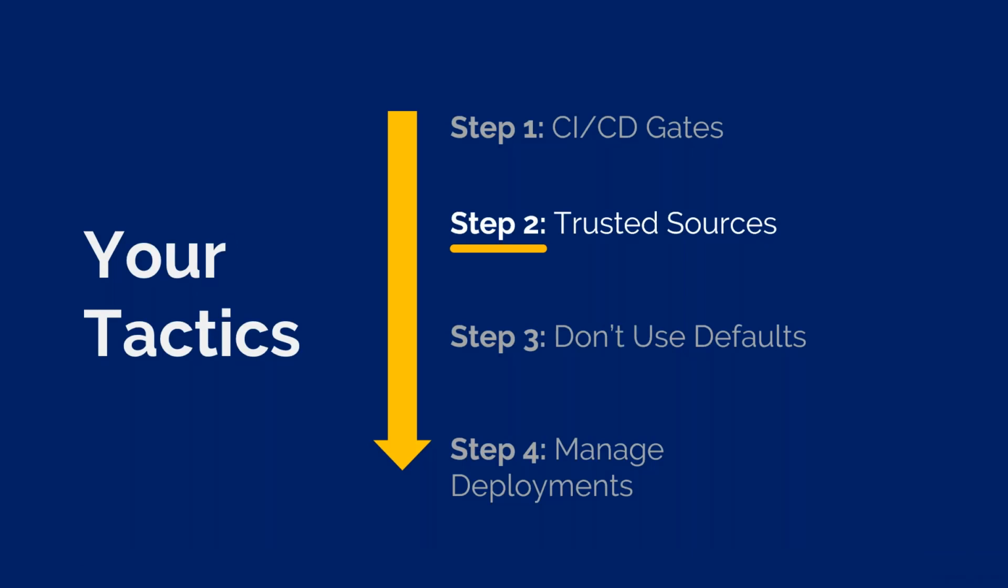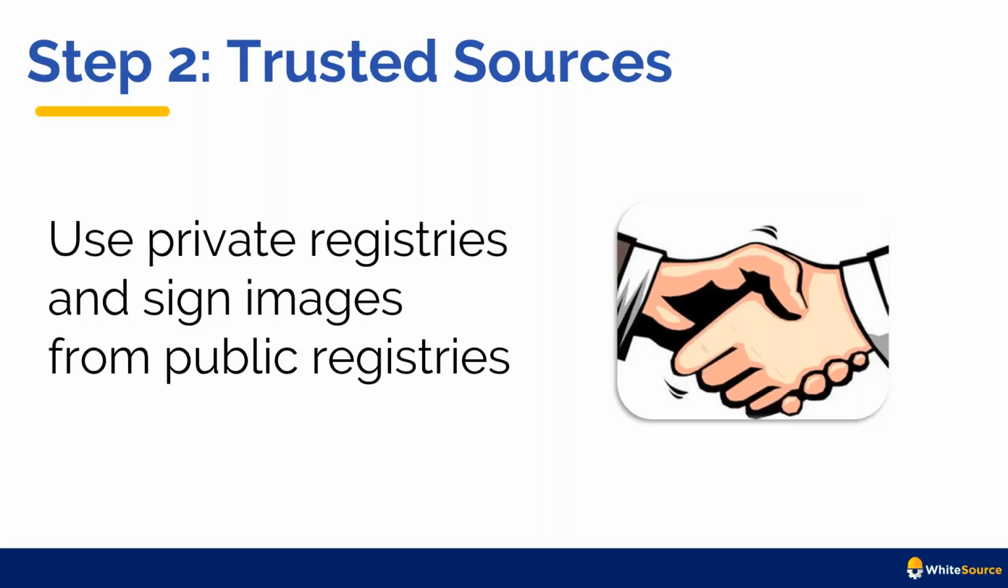So the second step is trusted sources. And this is very important. So we already said it, but it's important to repeat it. Use private image registries. Sign your images if you get them from public registries. So it's okay. There might be sometimes images from Docker Hub that I need to get. But the idea is to scan them for security vulnerabilities and only then put them in my private registry. If I know that everything in my private registry is protected, it makes the whole process a lot more secure, of course.